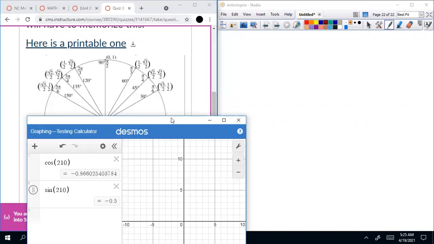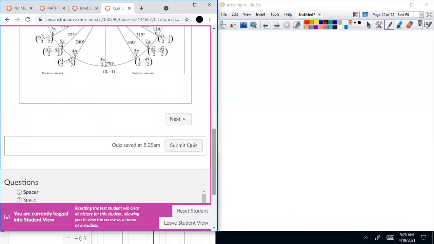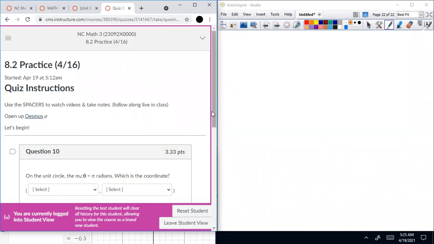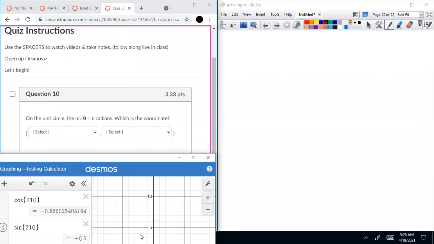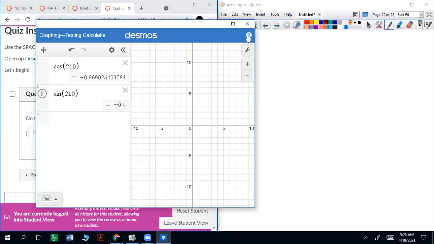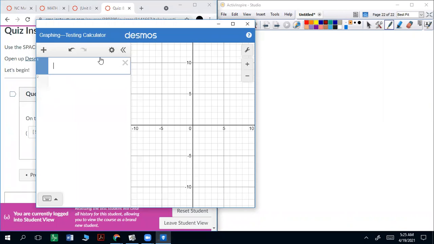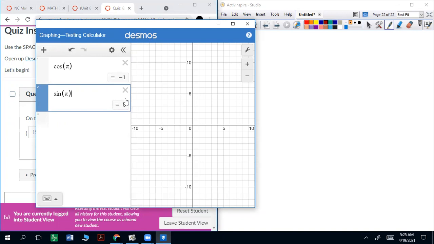So there's a pi. What number are we on? All right, so pi, we're going to have our calculator set to radians. And remember, cosine of pi is negative 1, and sine of pi is 0. There you go. That backs it up, negative 1, 0.